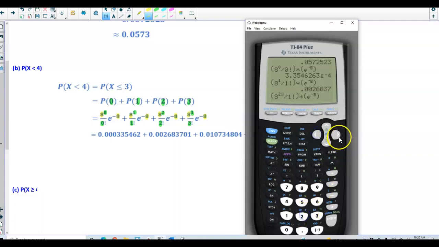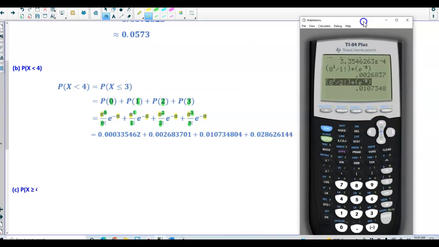So this is 8 to the second power over 2 factorial. And then let's press enter. And then we get 0.017348. And then the last one, we're now going to change the value of x to be 3. So let's press enter. So this is going to be 8 to the third power divided by 3 factorial. And so therefore, pressing enter, we get 0.028621. And again, it's going an extra 2 decimals that I have here.